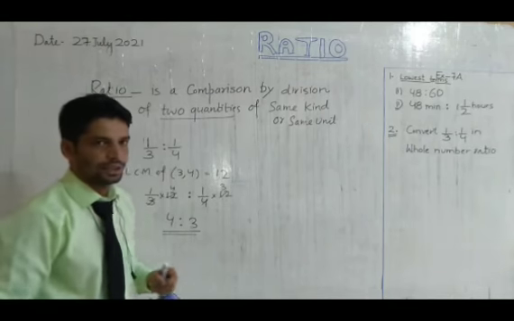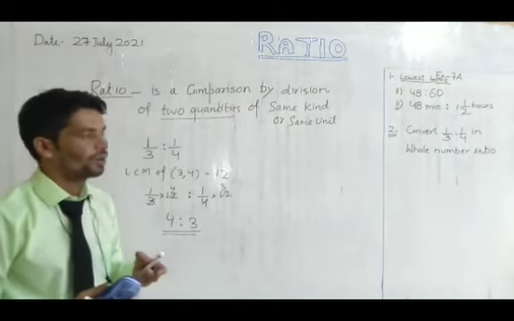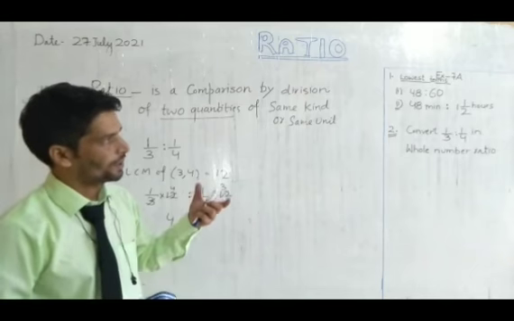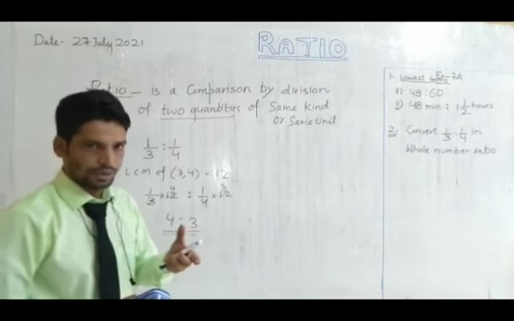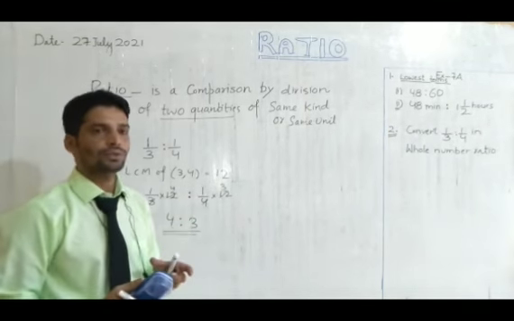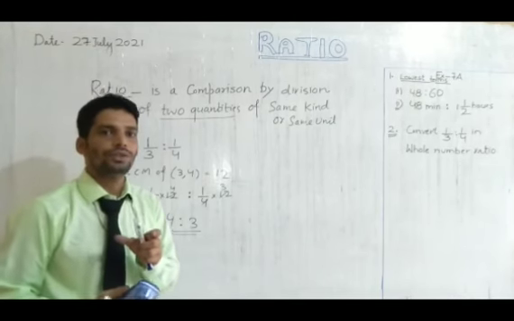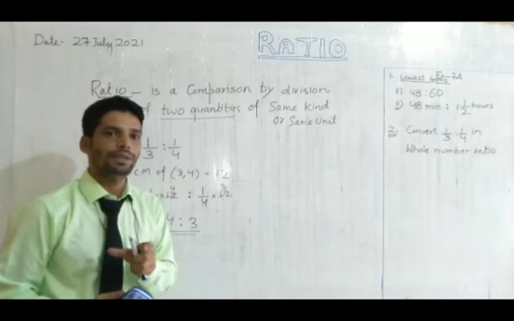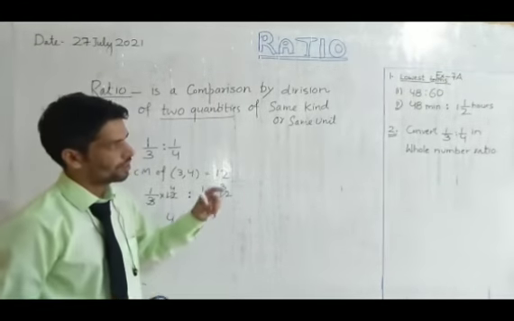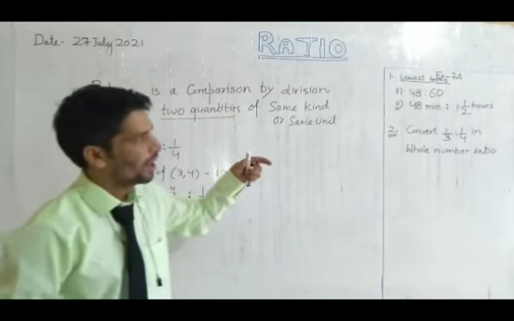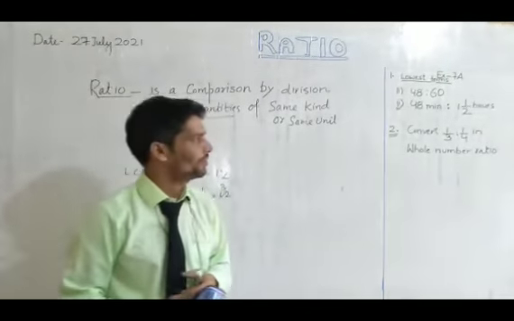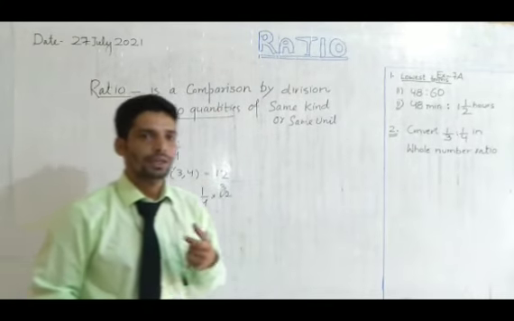So today we learned what is the ratio and how to calculate the ratio between two numbers. The ratio between two numbers is calculated if the units of both quantities are the same, and we also learned how to convert fractional ratio into whole number ratio.